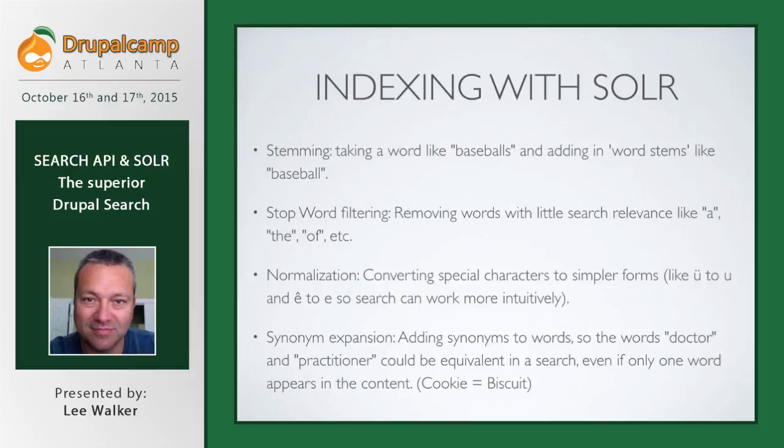So it also stems. So baseballs and baseball are the same thing. It rips out useless words: a, the, of. It will also take out acute characters and e-hat and make them e, so you can search more intuitively. And also you can use synonyms. So if I type doctor, I get someone that's a practitioner. And if I type cookie, I get biscuit, because they're called biscuits.